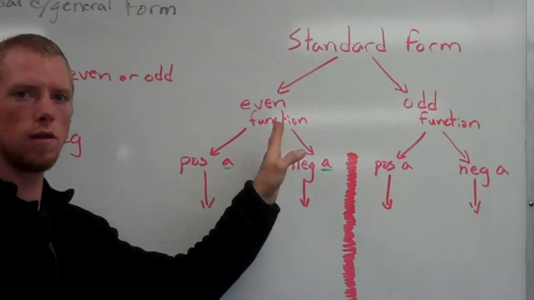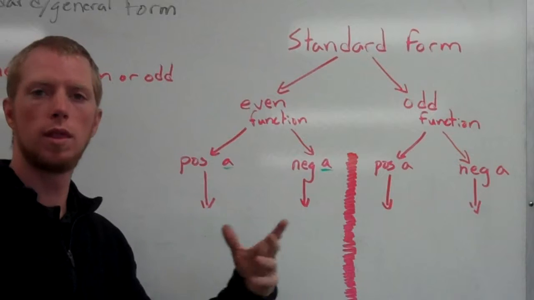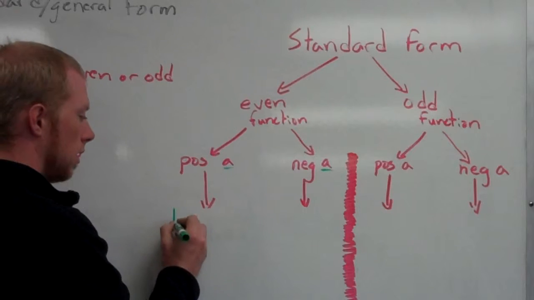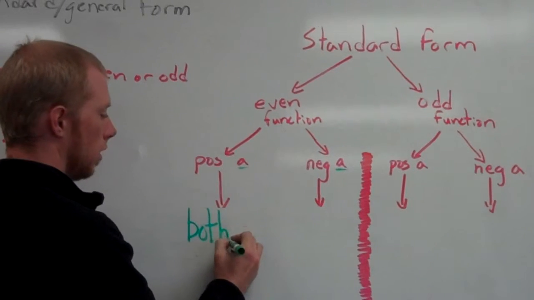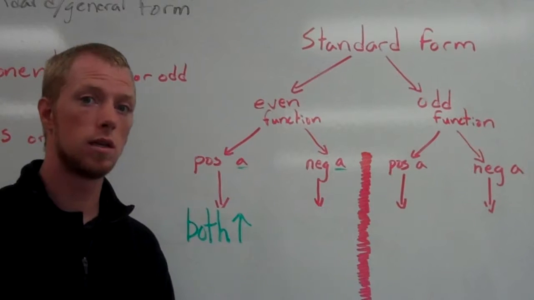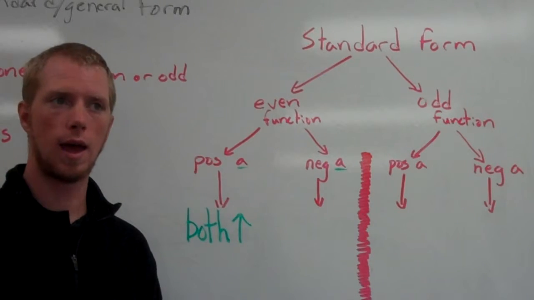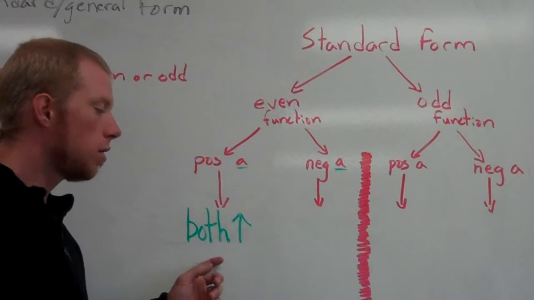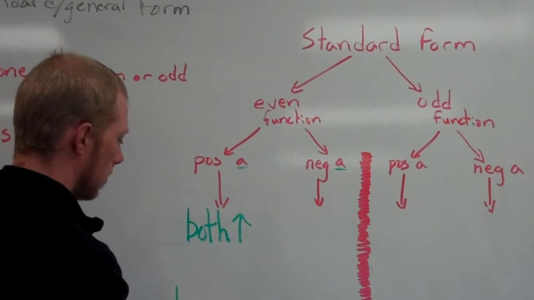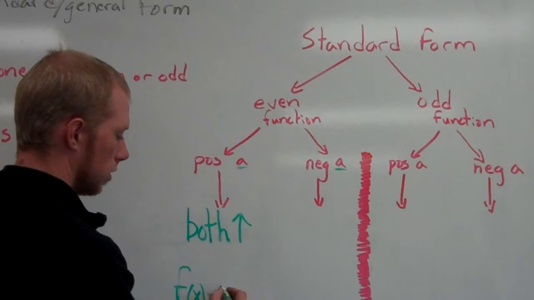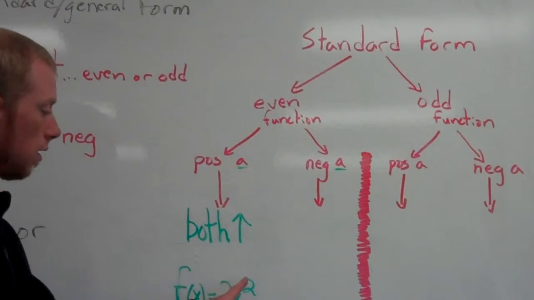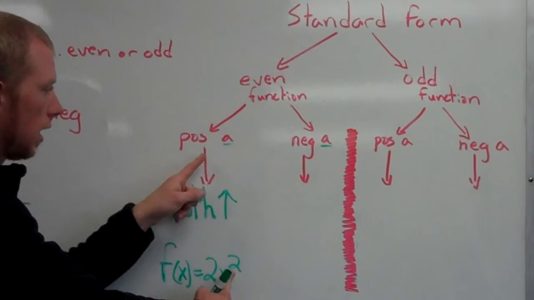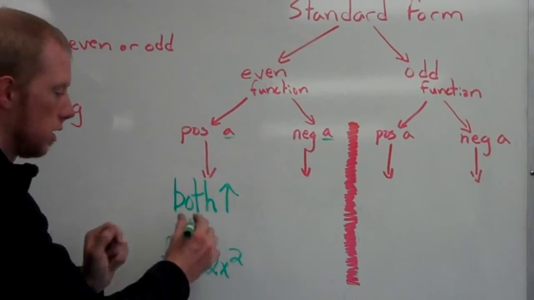So working within the even functions, that is x squared, x to the 4th, x to the 100th, whatever it is, if I have a positive A, I know that both ends will go up. That is, a parabola with something that had f of x equals 2x squared would be both up. So this might be f of x equals 2x squared. And I know this is even, that's what puts me in this column. And I know this is positive, that's what tells me both go up.